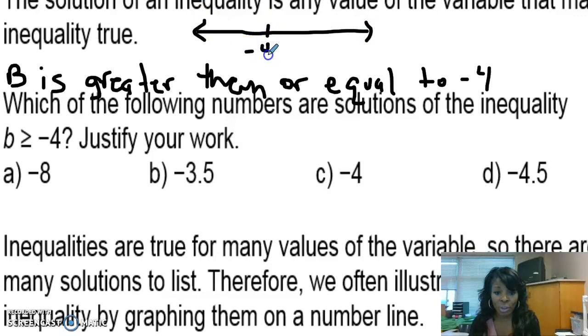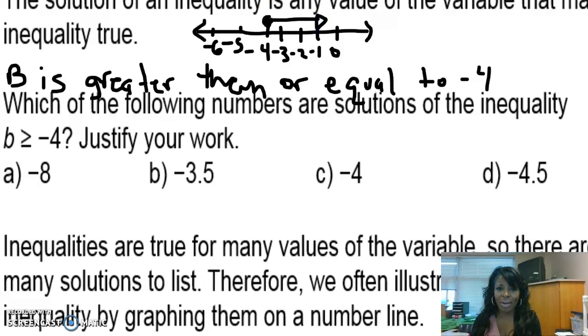So what numbers are to the right of negative 4? And I hope we're not saying negative 5. It would be negative 3, negative 2, negative 1, and 0. Right is greater. To the left of negative 4 would be negative 5 and negative 6. And remember, greater than or equal to is a filled-in circle. And our line is going to go in the same direction as our arrow.